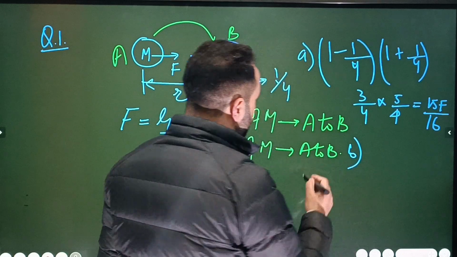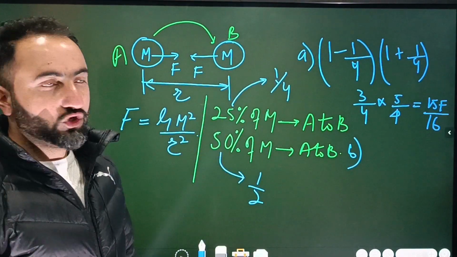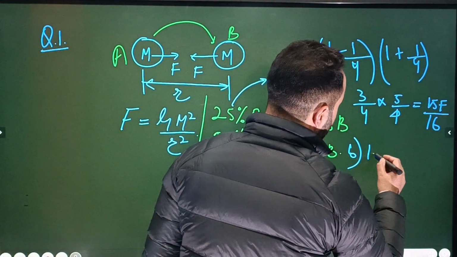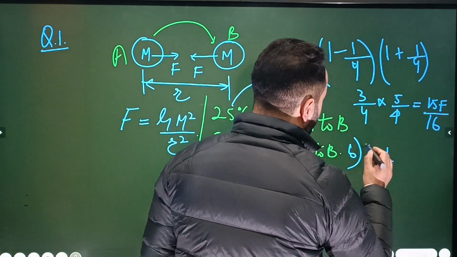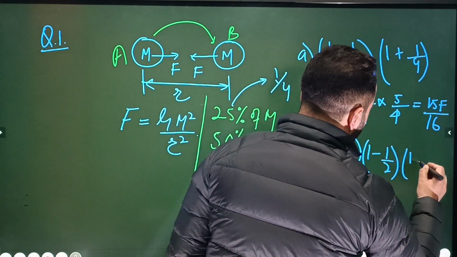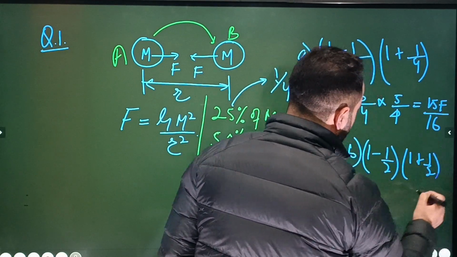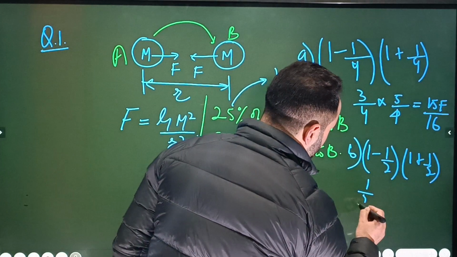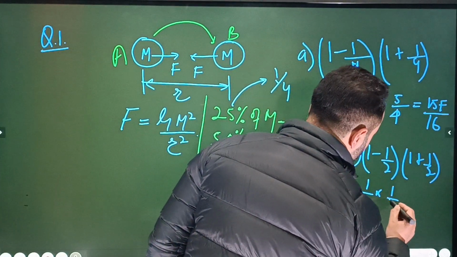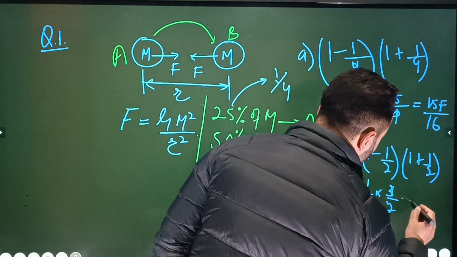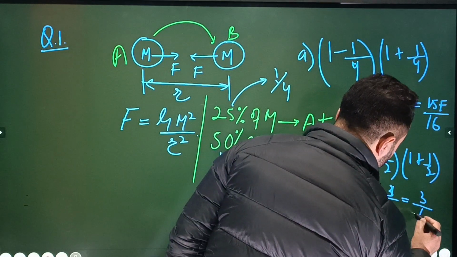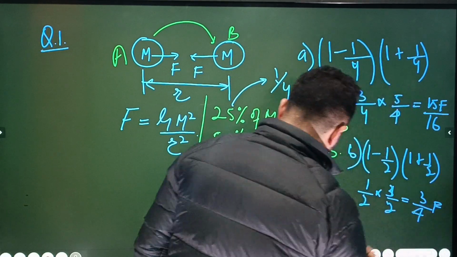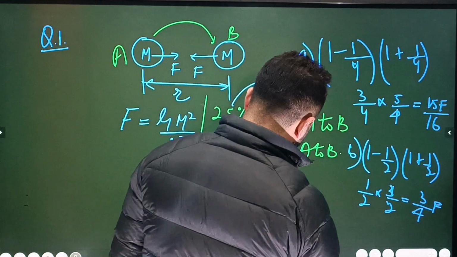You want to do part B. What is 50% equal to? 1 by 2. So simply it will be like this: 1 minus 1 by 2, ठीक है ना बेटा? Multiplied by 1 plus 1 by 2. All right. So 1 minus 1 by 2 is equal to 1 by 2. 1 plus 1 by 2 is equal to 3 by 2. So 3 1s are 3, 2 2s are 4. तो क्या आएगा बेटा? 3 by 4 F. Okay. So this is your answer.